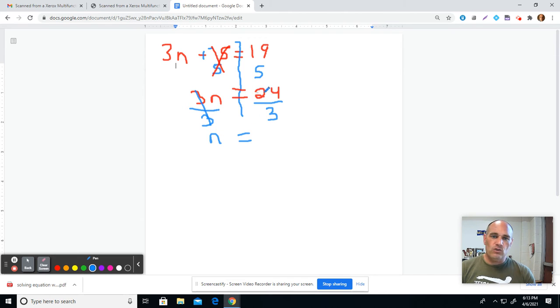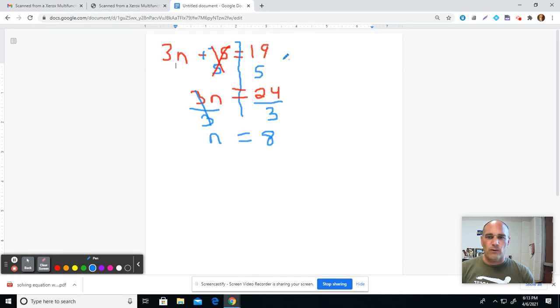Over here now, 24 divided by 3 is 8. So the solution to this is 8. And you should always check to see if it's right by putting it back up into this original one and see if it works. So if I put an 8 in for n, does that work? Well, 3 times 8 is 24. 24 plus negative 5, yeah, it would be a 19. So that is my answer. So n equals 8. So you might want to write this down somewhere or have this somewhere.